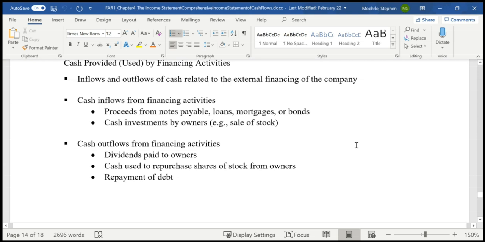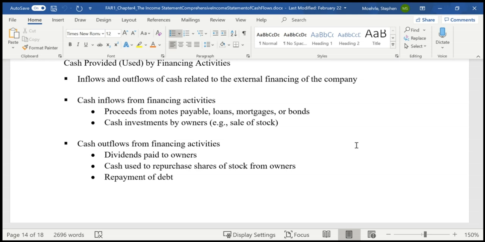Cash provided by financing activities is the third section of the statement of cash flows. It provides information about the inflows and outflows of cash related to the external financing of the company. Cash inflows from financing activities include proceeds from notes payable, loans, bonds, or mortgages. Cash investments by owners is another inflow from financing activities. This is, for example, when we issue stock and the owners buy the shares, make a capital contribution, and now own a piece of the ownership of the company.